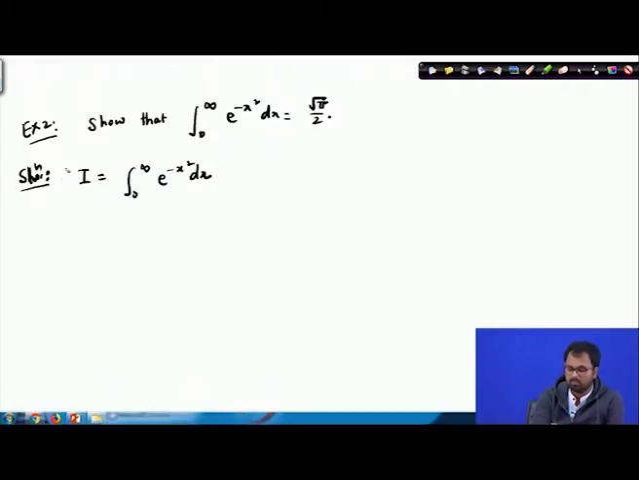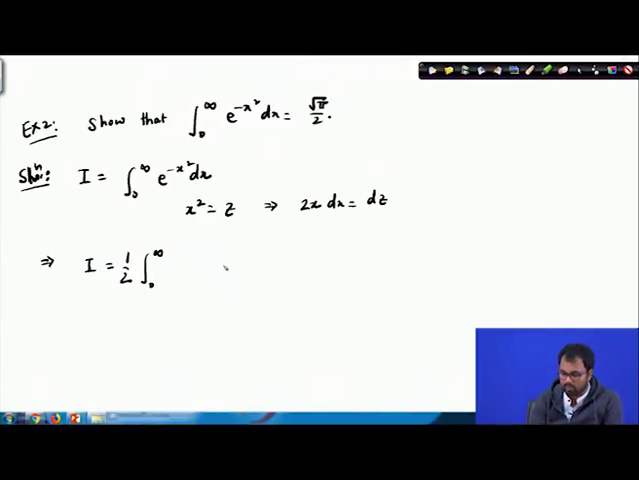This is our left hand side. I can also write left hand side or I, that is not a problem here. Now, let us substitute x square equals z. Then 2x dx equals dz, and when x is 0, z is 0, and when x is infinity, z is infinity. So from here we will have I equals the integral from 0 to infinity of half e to the power minus z, dx turns into dz, divided by 2x, and x is square root of z.